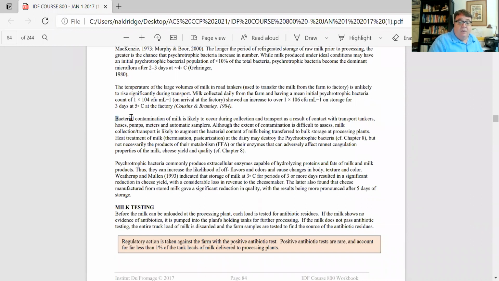So the next paragraph I'm highlighting here, bacterial contamination of milk is likely to occur during collection and transport as a result of contact with transport tankers, hoses, pumps. That's another little fact to know. And again, continuing on, psychotrophic bacteria commonly produce. So know about that. So pretty much on page 84, psychotrophic bacteria, know it inside and out. Milk testing. This is just to know that before milk can be unloaded at the processing plant, each load is tested for antibiotics.